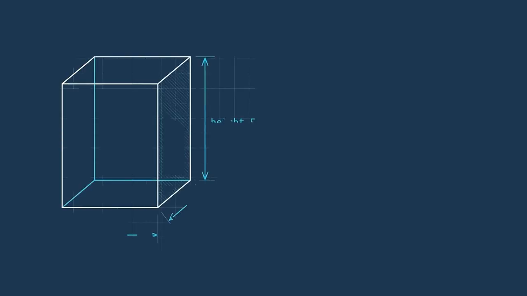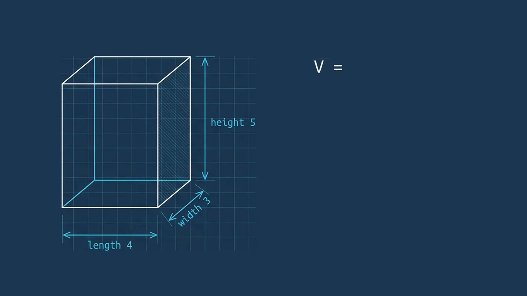Example 1. A rectangular prism has length 4, width 3, and height 5. Start with the formula. V equals L times W times H. Substitute the values. V equals 4 times 3 times 5. Now multiply step by step.